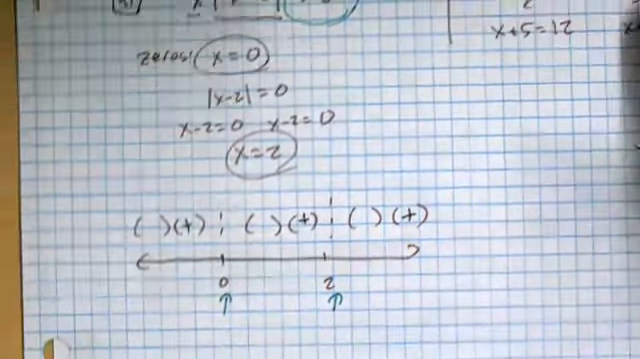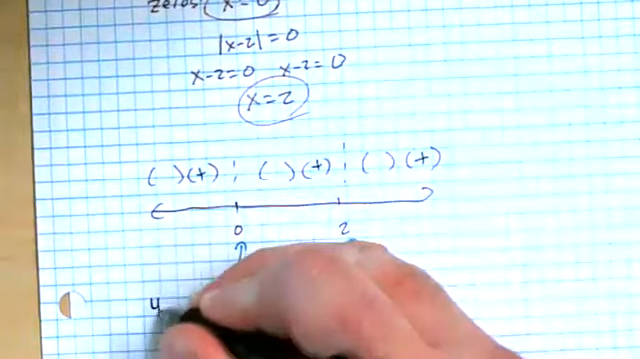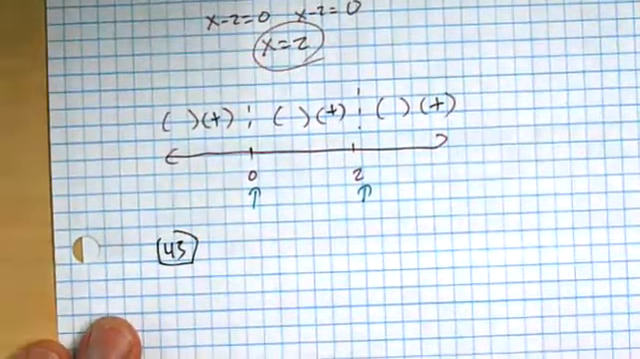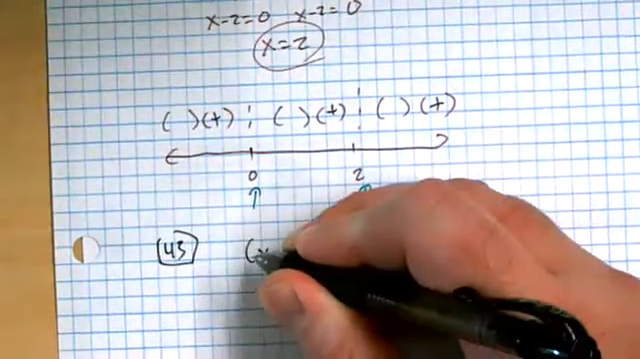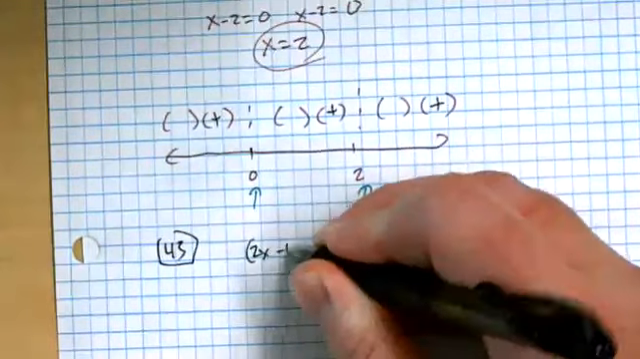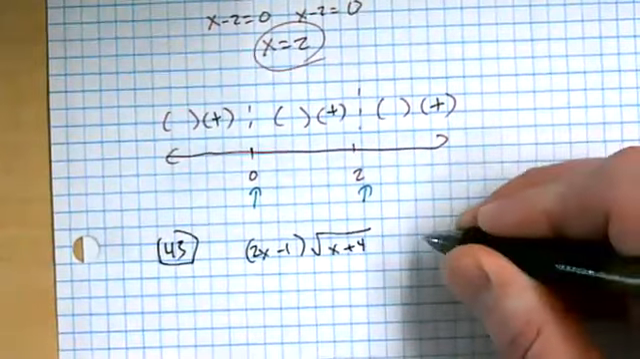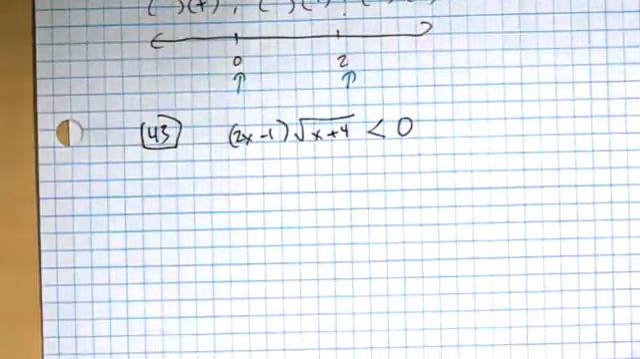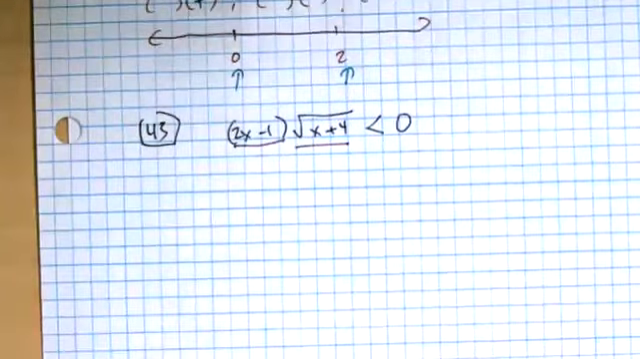We're not going to go through the whole thing again, but we'll talk about it. We've got two factors. One of them is 2x minus 1, and the other one is the square root of x plus 4. And this time we are less than 0. Same idea: we've got two factors, and we need to find zeros for both.